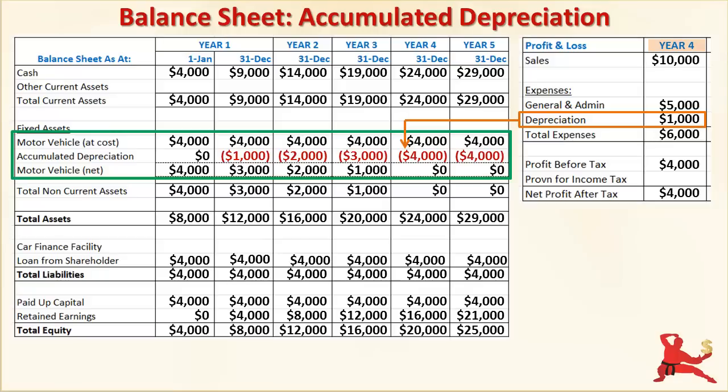In year 5, there's no depreciation expense because it's already fully depreciated. The accumulated depreciation is at its maximum of $4,000. The net value of the car cannot get less than 0.